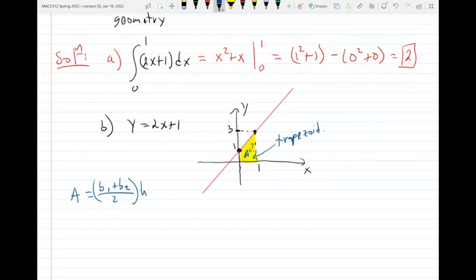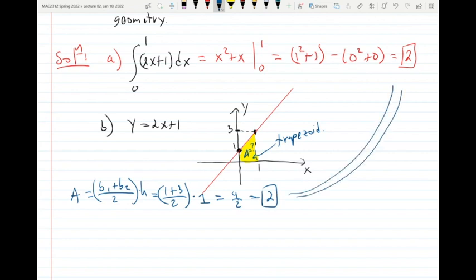Okay? So how much is this base, b1? 1. How much is this base? 3. And the height? It's 1, right? Look at the picture. It's 1. So this is going to be equal to (1 plus 3) over 2 times 1. And calculating this, we get 4 over 2, which is 2. And then, of course, we get the same thing.